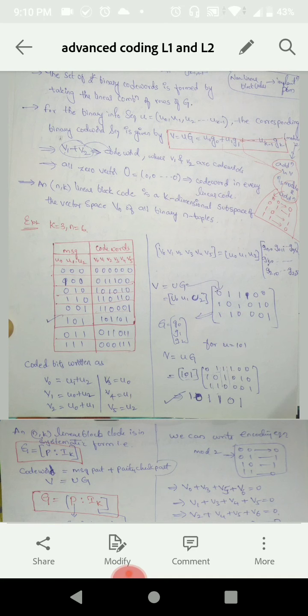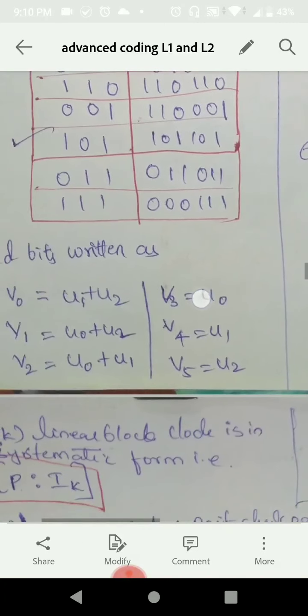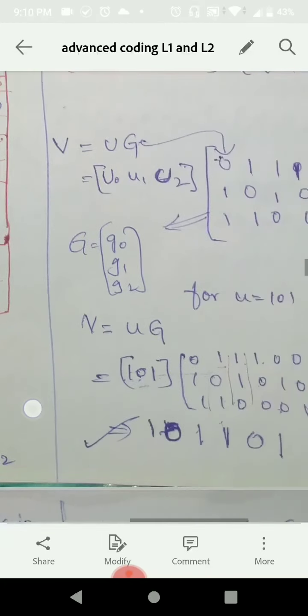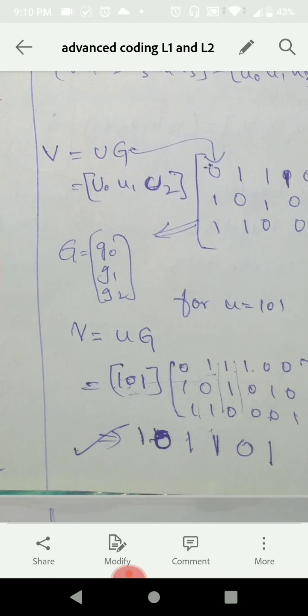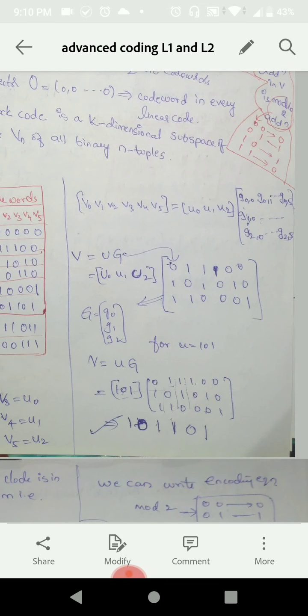We can observe that and make the format of the matrix. So v0 is equal to u1 plus u2, so we put 1 1 over here, and v1 is equal to u0 plus u2. In the same way, we fill in all the entries, and finally we observe that the last three columns are nothing but a 3 by 3 identity matrix.